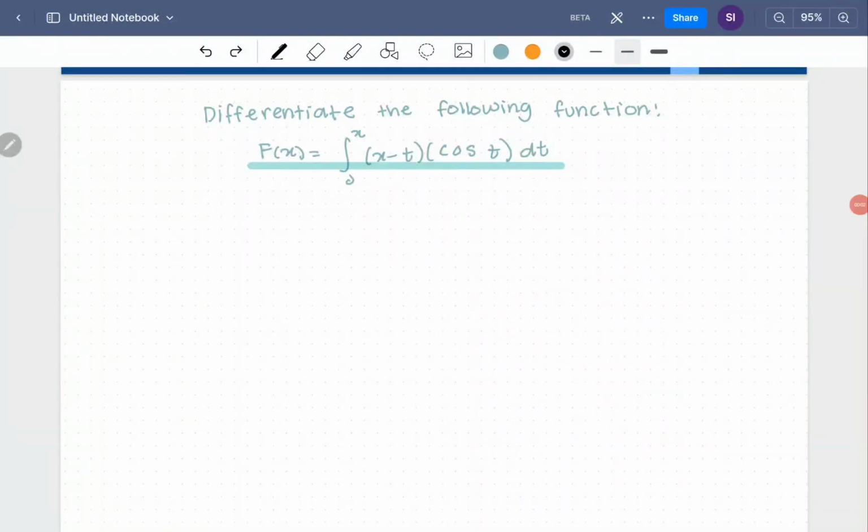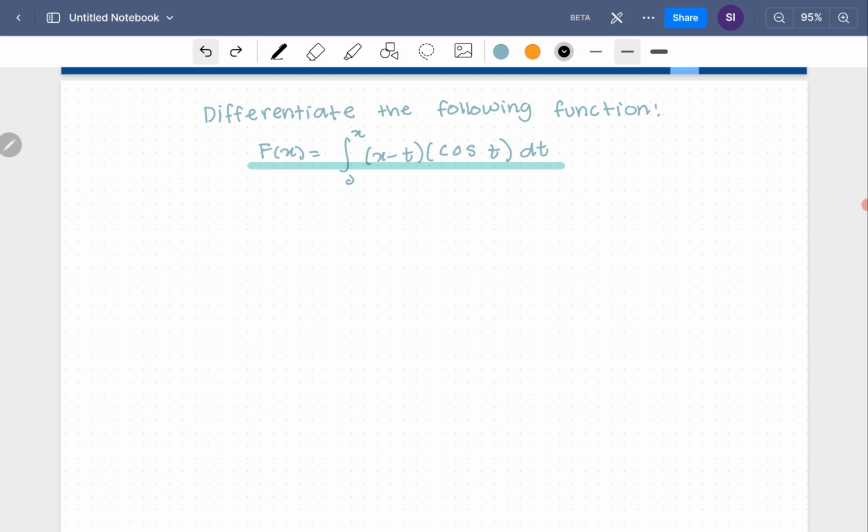Hey everybody! Today we're going to be looking at this problem which says to differentiate the following function, and the following function is f of x equals the integral from 0 to x of (x minus t) cos t dt. And this is maybe a little different than what you guys are used to because you see that on the upper bound we have a variable x and not a concrete number like 1, 2, or even -1. So we have to apply a little bit of our brains here.